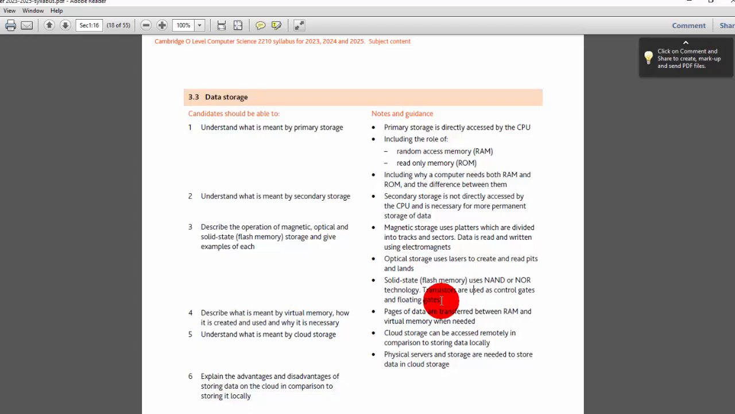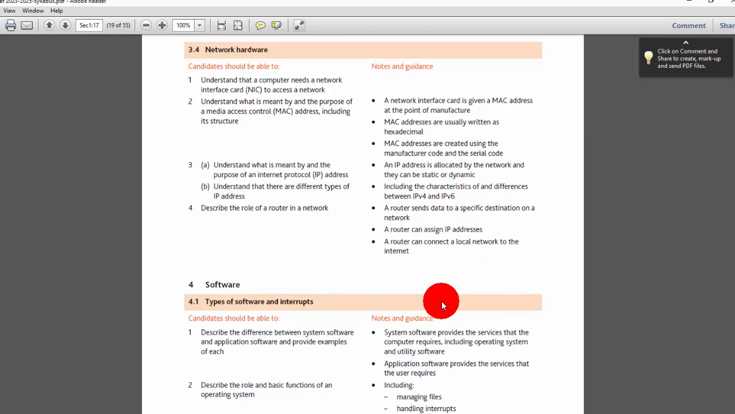Okay, pages of data are transferred between RAM and virtual memory as needed. Okay, this is new. Cloud storage can be accessed. Okay, fine. This is also an updated part of the syllabus. Network hardware: MAC address, NIC, okay, IPv4 and IPv6. So students must know the difference between both of them. Okay, next is describe the role of a router in a network. Okay, I guess it is another update.